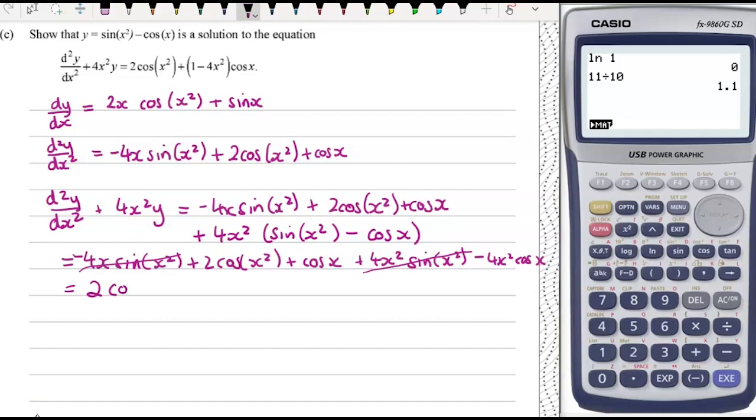And then we're left with 2 cos of x squared, which is good because that's the first bit just up here that we wanted. Now, using this as a clue, for the rest of it, let's take a factor of cos x out of these parts that are left. So plus cos x would leave us with a 1 from this bit and a minus 4x squared from this bit, which is the right-hand side that we wanted up here.